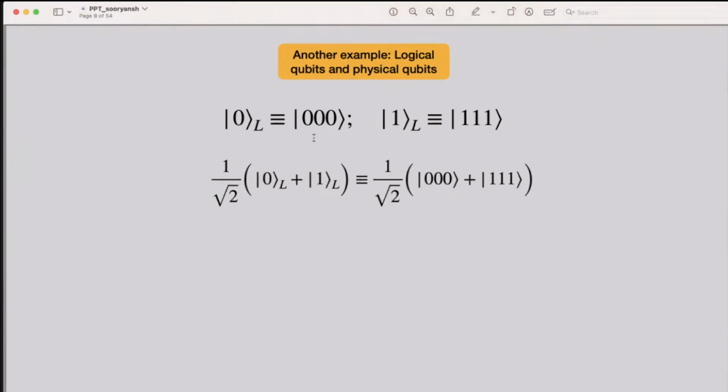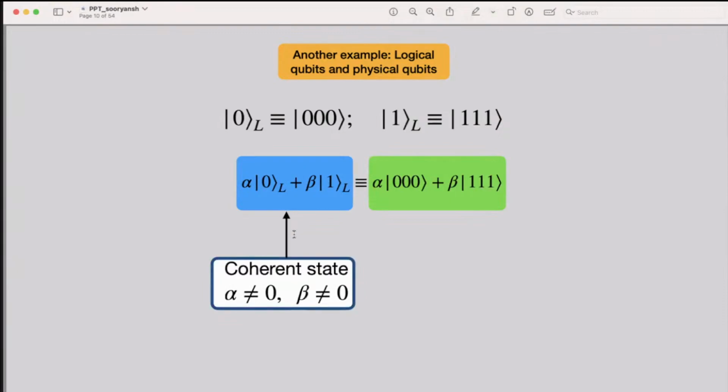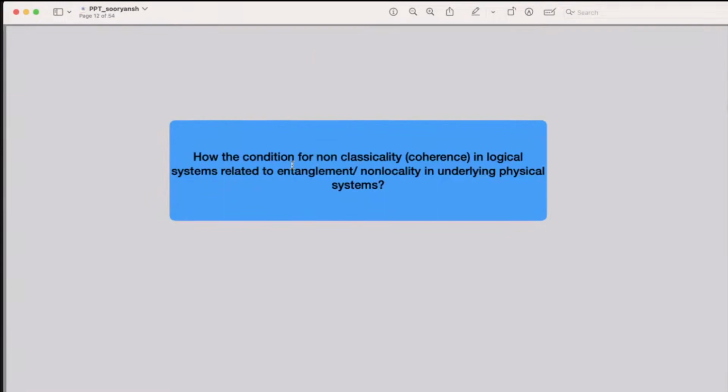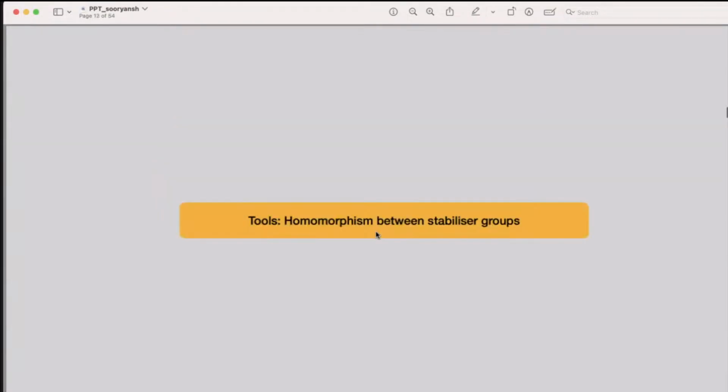The point that we want to ask is that if there is a coherence in a logical state, for example, alpha 0 plus beta 1, where alpha and beta are not equal to 0, then there is an underlying entanglement or non-locality in the physical state. So the question for today's talk is how the conditions for non-classicality or coherence in logical systems are related to entanglement or non-locality in the underlying physical systems. And we will show that the answer can be given by employing the tool of homomorphism between stabilizer groups.